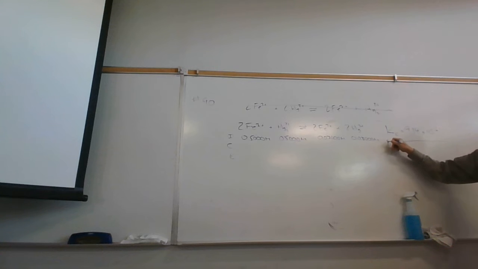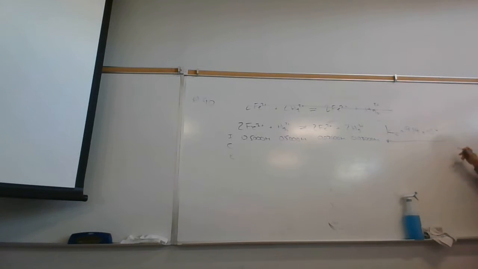Qc is just going to tell us how close we are to K. Maybe it's already at equilibrium, and we don't have to do anything. If it's already at equilibrium, that's nice. So what we'll do is calculate Qc. Qc uses your given or initial conditions.